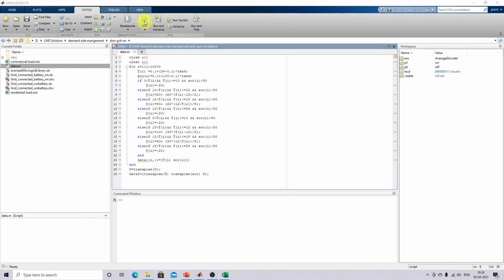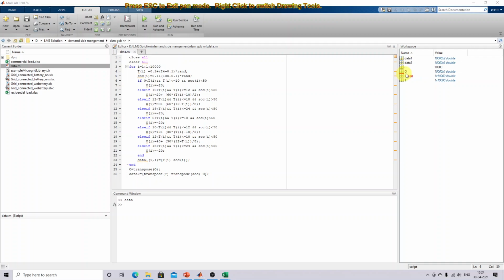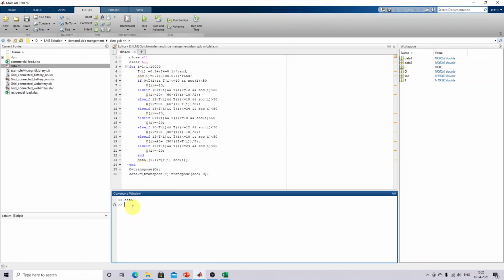Next I'm going to simulate this. After simulating, you will get the data here. You can see the output data, and data one is nothing but the input data. The next process is that we need to train this data in the neural network. For that, just type nnstart.